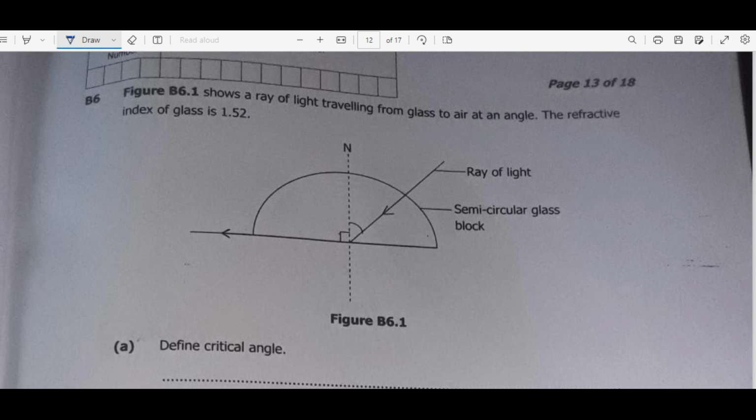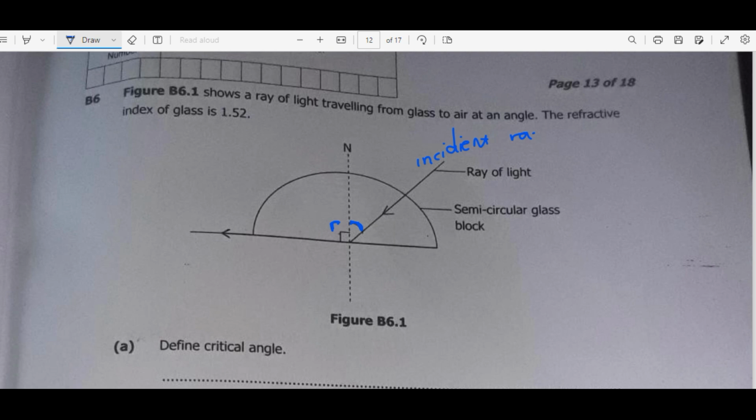Okay, so now we have question 6. Figure B6.1 shows a ray of light traveling from a glass to air at an angle. The refractive index of glass is 1.52. Okay, so we have been given the ray of light. So this is our incident ray. Then we have the angle of incidence at this point. Then this is our angle of refraction.